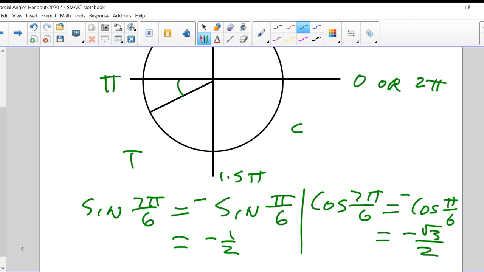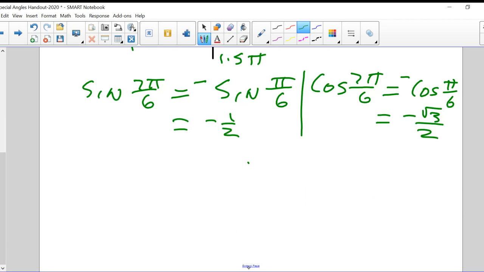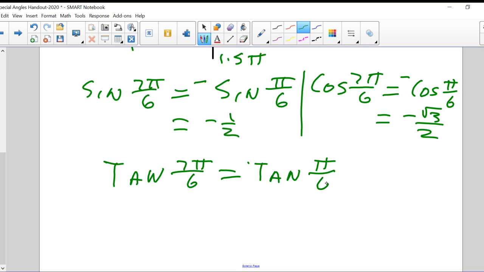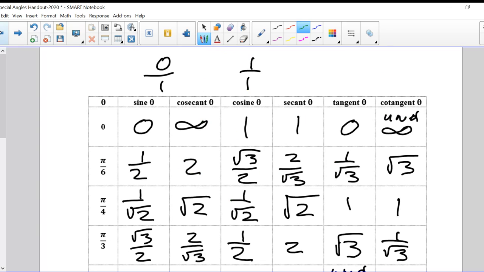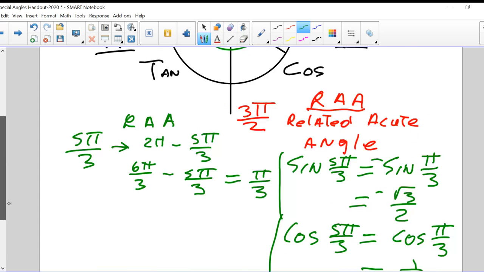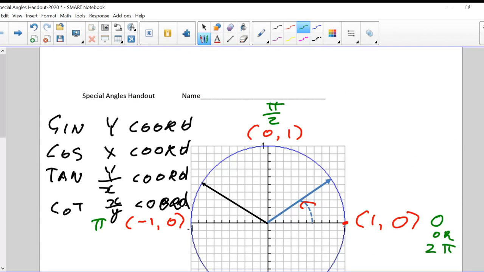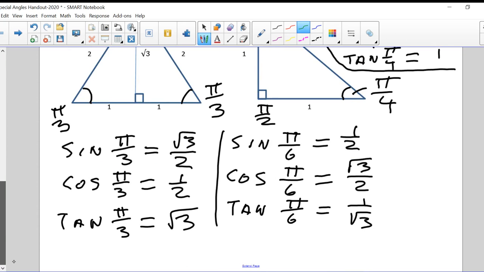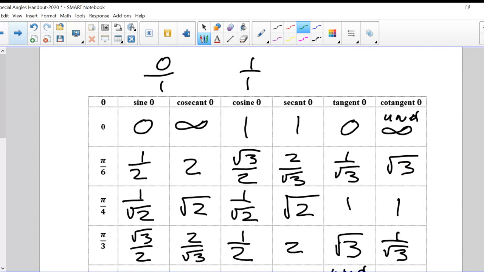And finally, how about the tangent of 7 pi over 6? What is that equal to? Well, remember, it's equal to the tangent of pi over 6. Use your related acute angle. And should I make that negative? Remember, in the third quadrant, tangent is positive. So whatever the tan of pi over 6 is, that's my answer. Let me go back and find that because I don't know what it is. The tan of pi over 6 is 1 over root 3. So let me put that in.